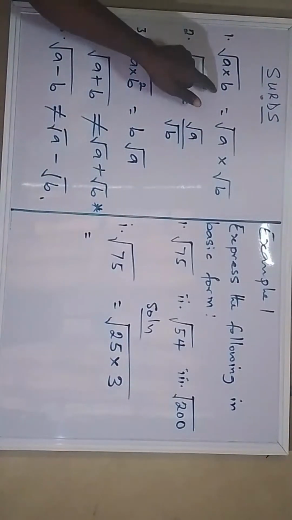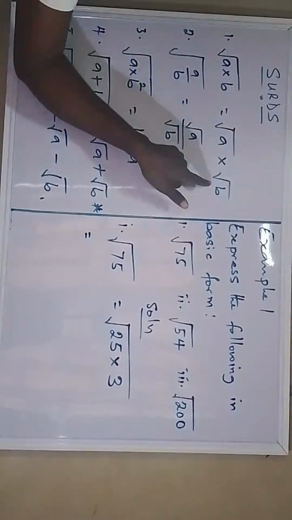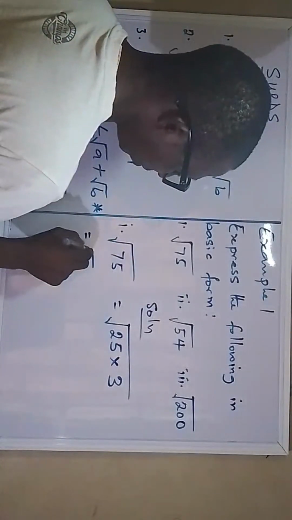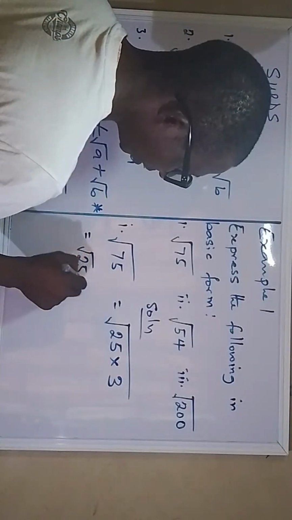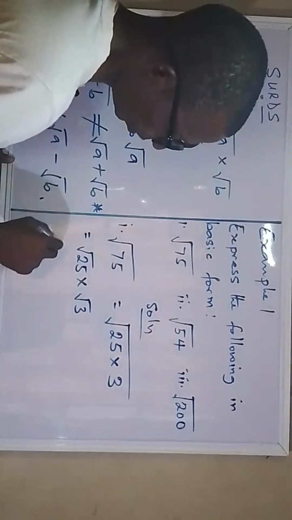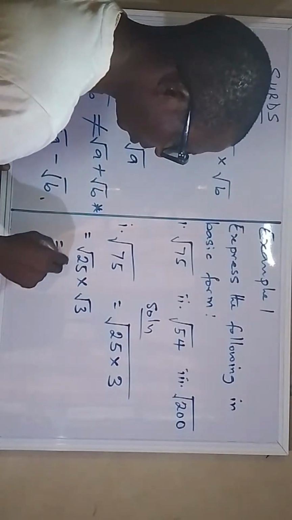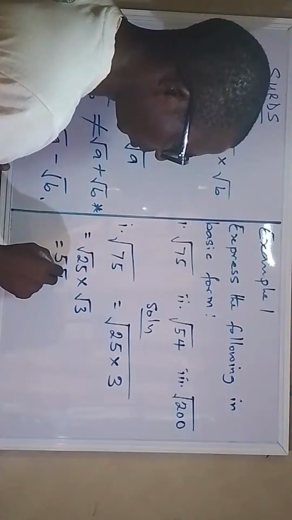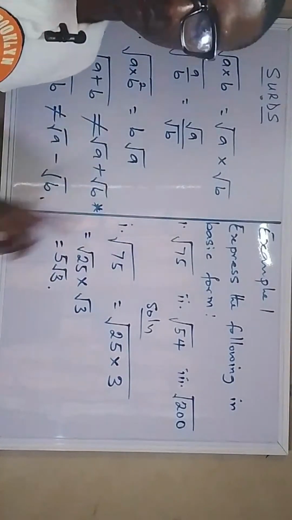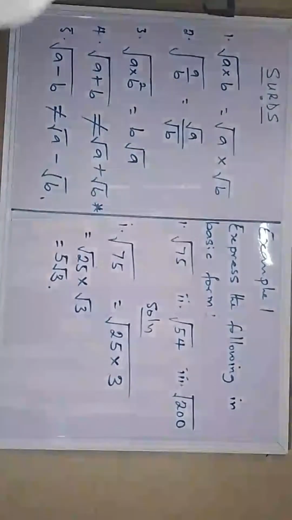Now once you have this kind of expression, you can express it in this form. So this becomes square root of 25 times square root of 3. So what will the answer be now? Square root of 25 is 5. So that's going to be 5 square root of 3. This is going to be the basic form of this. Now let's look at the second one.